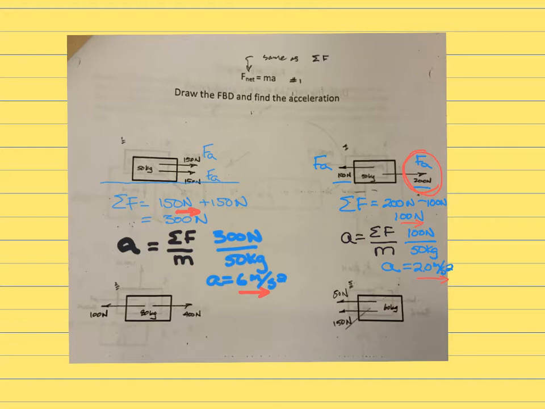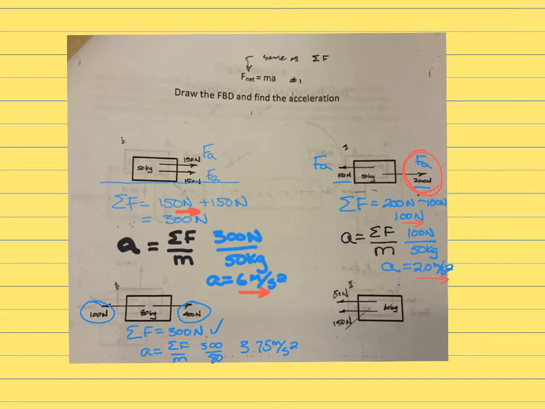What would be the net force with a 100 to the left and a 400 to the right? If you said that the sum of the forces is 300 newtons to the right, you're getting this kind of intuitively. That's great. 400 minus 100. And then the acceleration is the sum of the forces over the mass, or 300 over 80, or 3.75 meters per second squared.